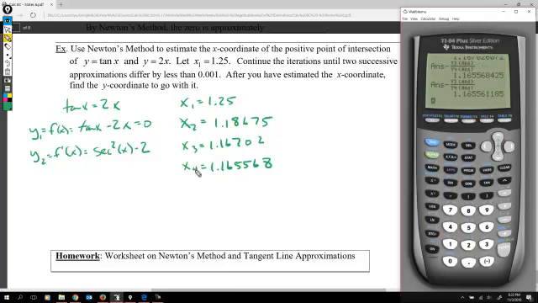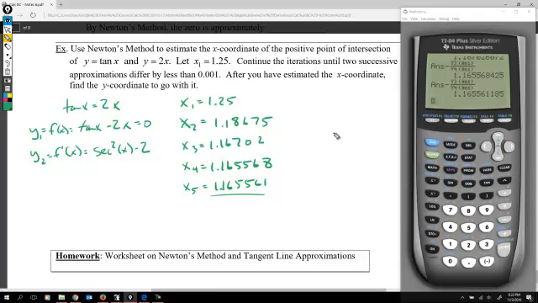This time I got something really close, 1.165561. These two last iterations were definitely within 1/1000th of each other, so I'm going to stop right here. I'm going to say x5 is enough iterations for me to do Newton's method. So this is my guess as to where they intersect.